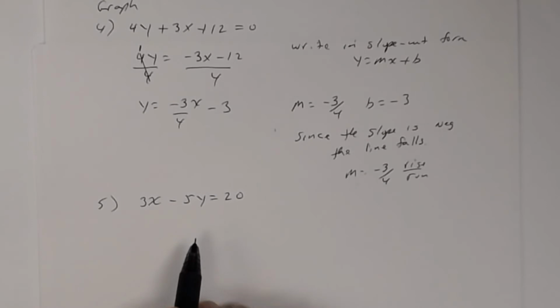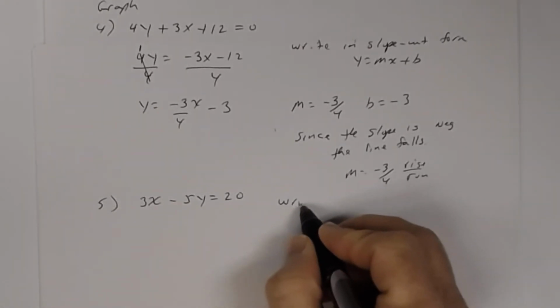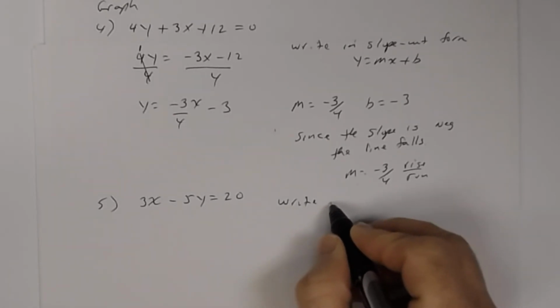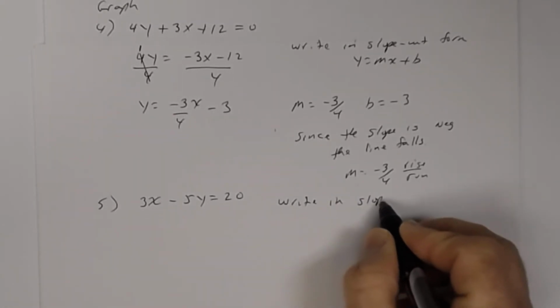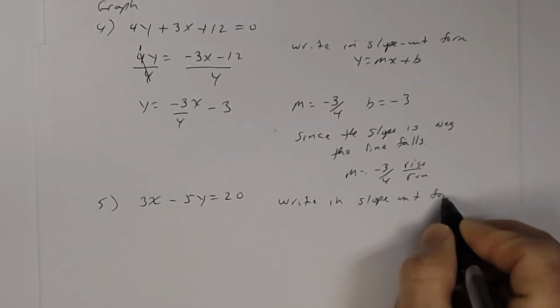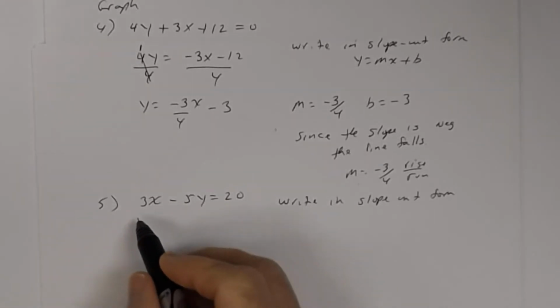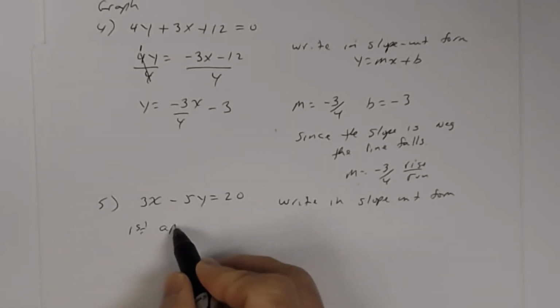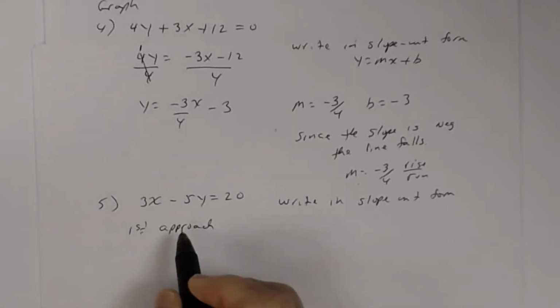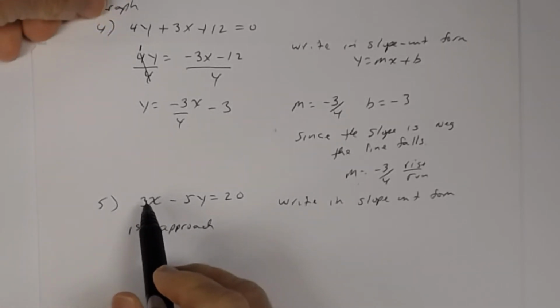Okay, but the first thing you gotta remember is that you have to write it in slope-intercept form because you got to get y by itself. So write in slope-intercept form. All right, now two ways you can deal with this. Okay, so listen carefully to either way. So the first approach would be like we did the others.